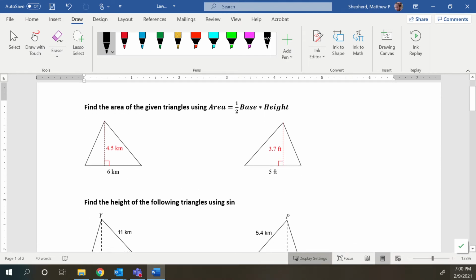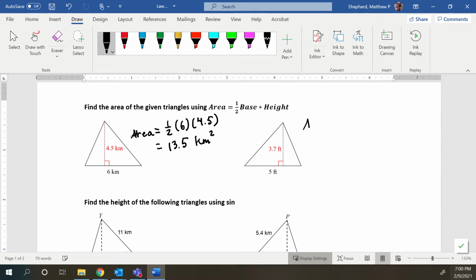Next thing we need to talk about is finding the area of a triangle. So area of a triangle is always 1/2 base times height. So in this first triangle, we have 1/2 of the base, which is 6, and the height, which is 4.5. Got all numbers. I can type that into Desmos, and I'm going to get 13.5. It's an area, so this was in kilometers, so the answer is in kilometers squared.